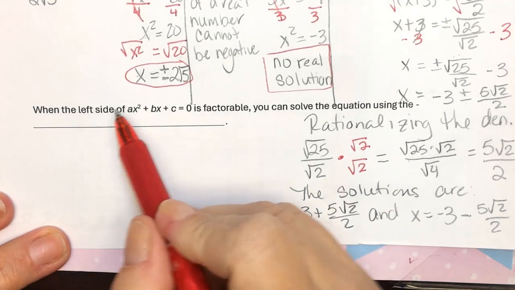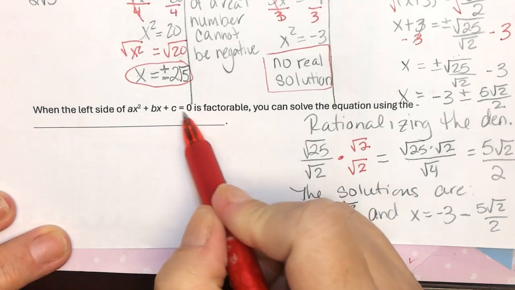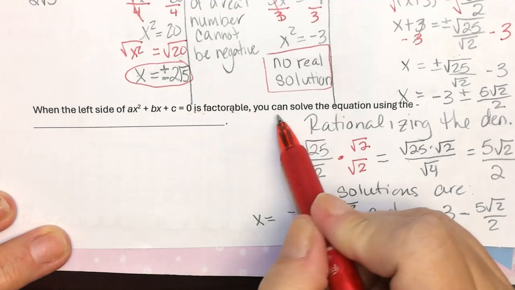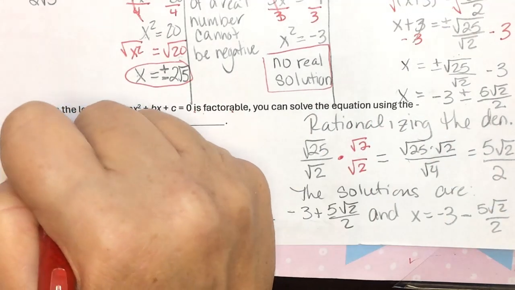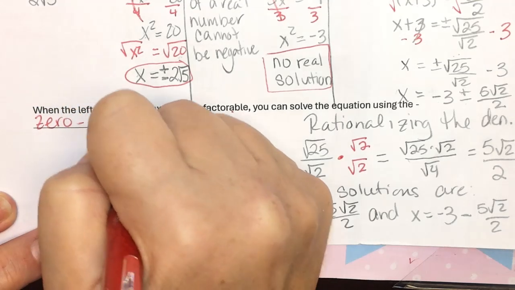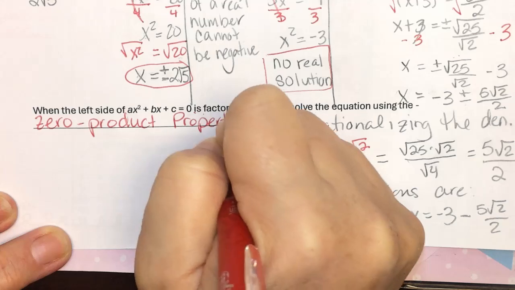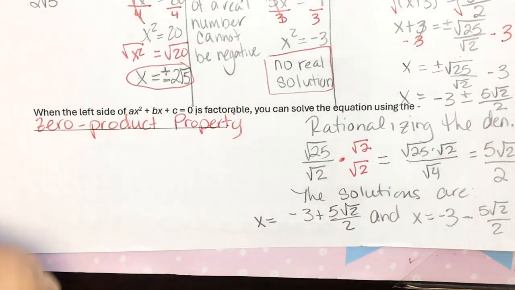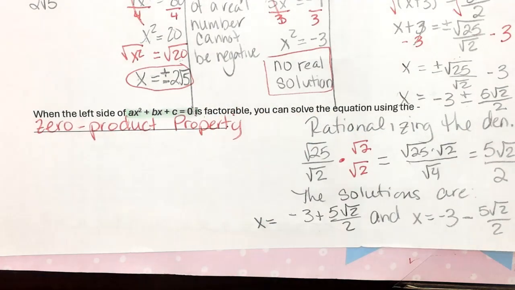All right, so when the left side of standard form is factorable, so when it's equal to 0, it is factorable. You can solve the equations using the zero product property. The key part of this is to note that when it is equal to 0, in order to do this, the right side must be 0.